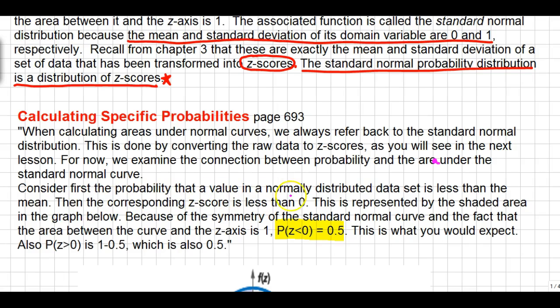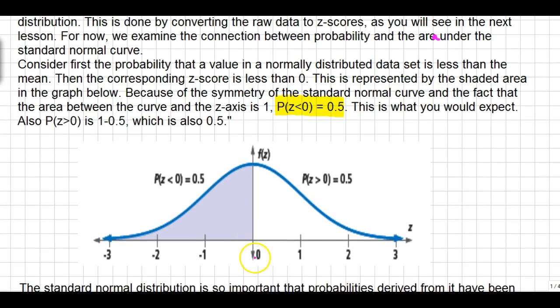Consider first the probability that a value in a normally distributed data set is less than the mean. Then the corresponding z-score is going to be less than 0. This is represented by the shaded area in the graph below. So if we're at 0 for the mean and we're trying to find the area below that, obviously that would be 50%. Because of the symmetry of the standard normal curve and the fact that the area between the curve and the z-axis is 1, the probability that z is less than 0 is going to be 0.5 or 50%. This is what we would expect. So 1 minus 0.5 is going to be the area above, which is also going to be 0.5.